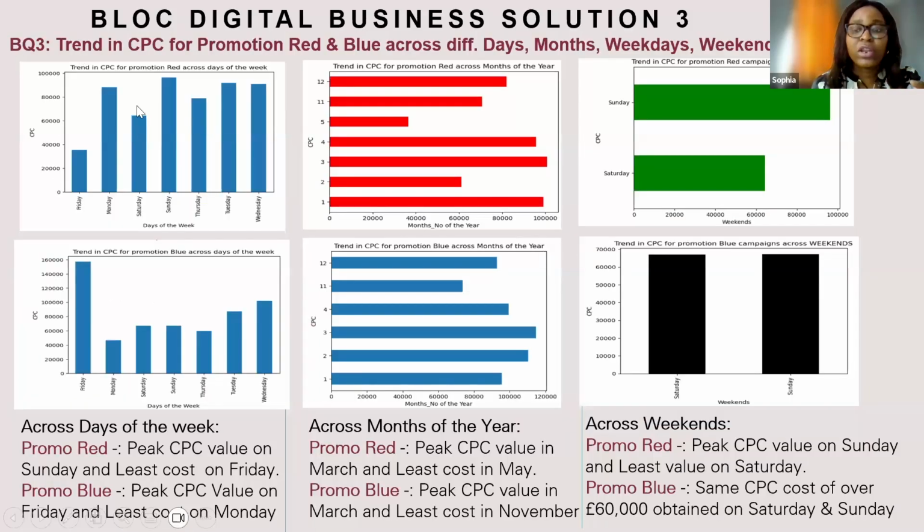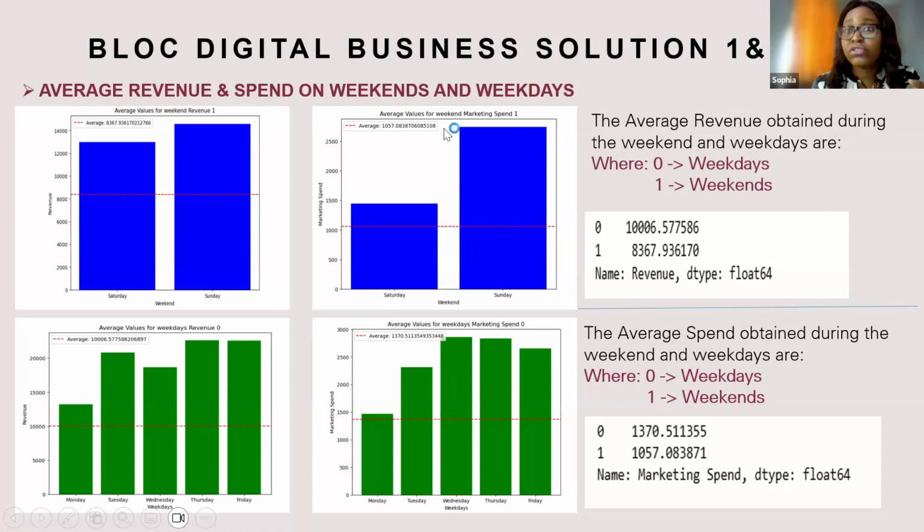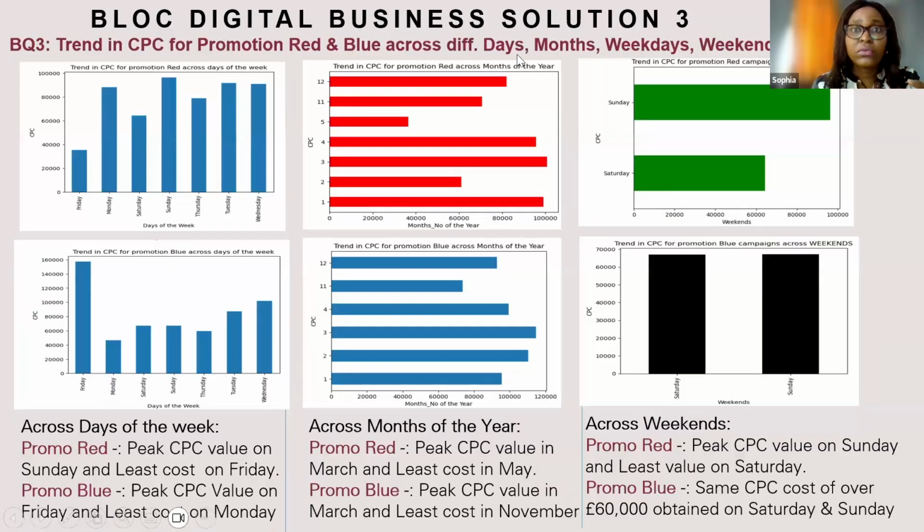This was actually for business questions 1 and 2. And this is for business question 3, which was to find the trend in CPC for promotion red and blue across different days, months, weekdays, weekends, holiday, and year. Another thing you can agree with me is that you actually needed your days, months, weekdays, weekends, and holidays. It was from this question I realized that I would need holiday from the data set, so I had to create this column and the year column as well.